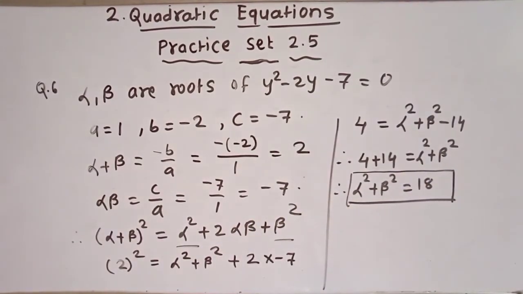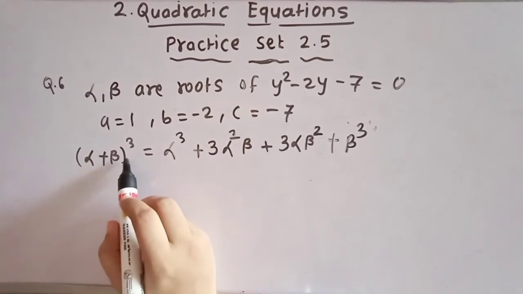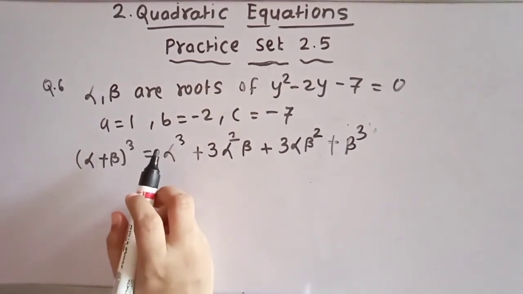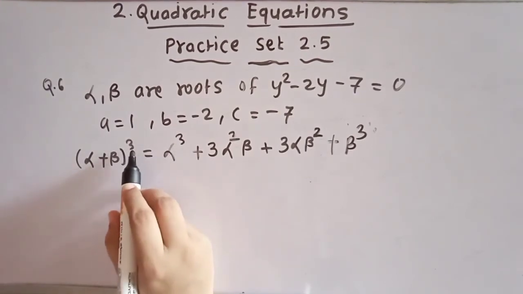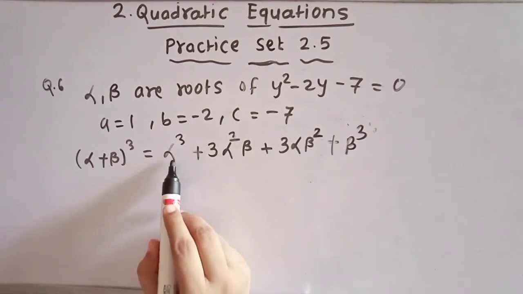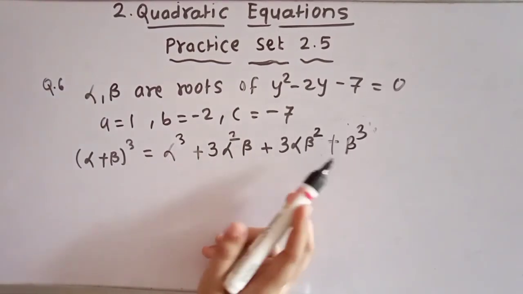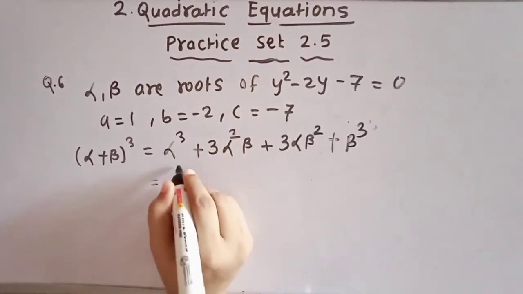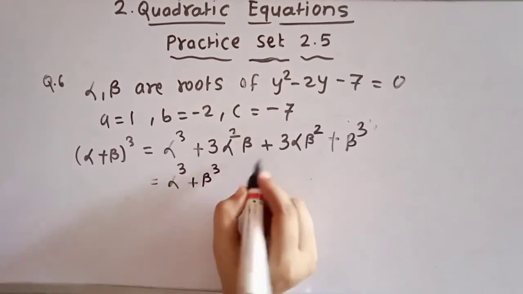Now you have to calculate alpha cube plus beta cube. So you will get this term in the formula of alpha plus beta whole cube. Expansion is alpha cube plus 3 alpha square beta plus 3 alpha beta square plus beta cube. Yes or no? You should know these things. So take this one side, alpha cube plus beta cube. This term you have to calculate.